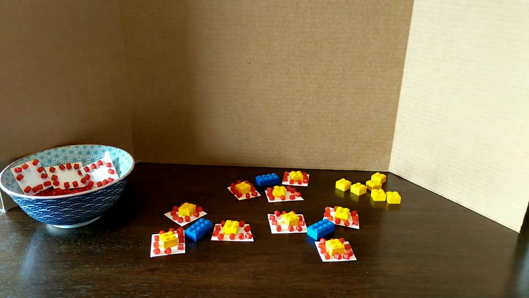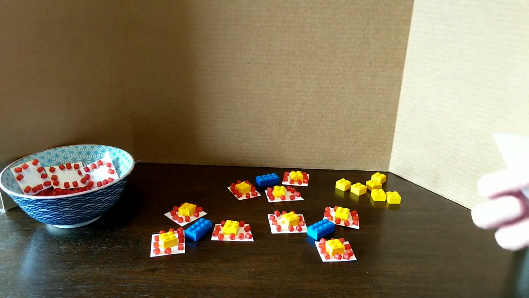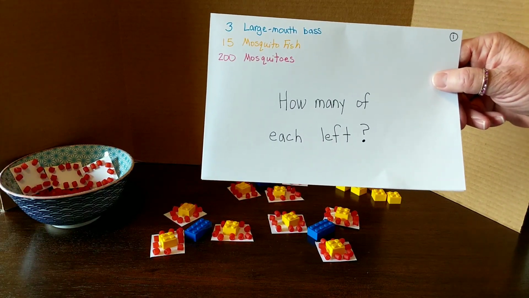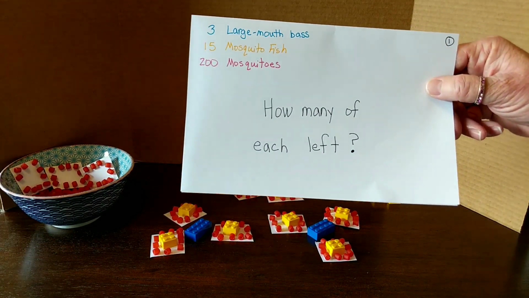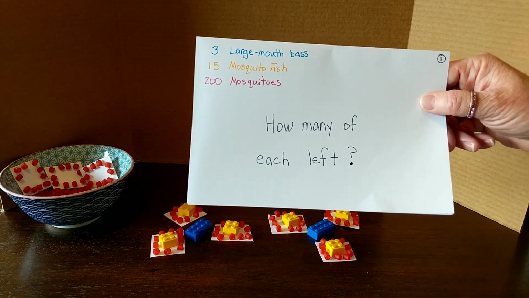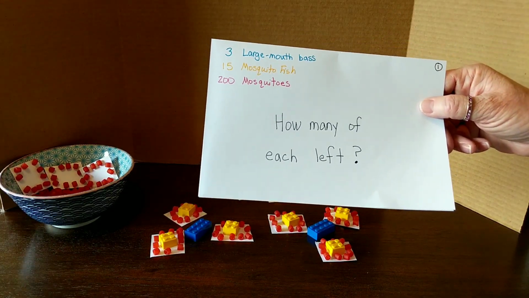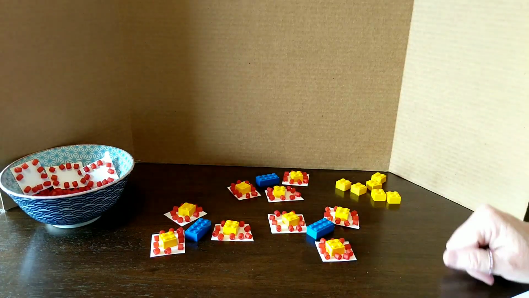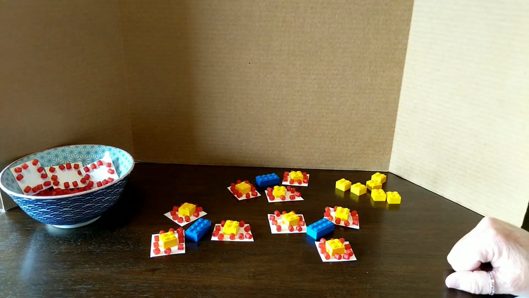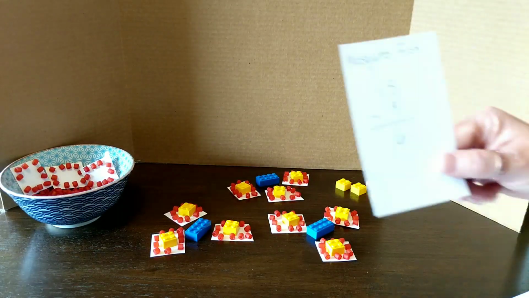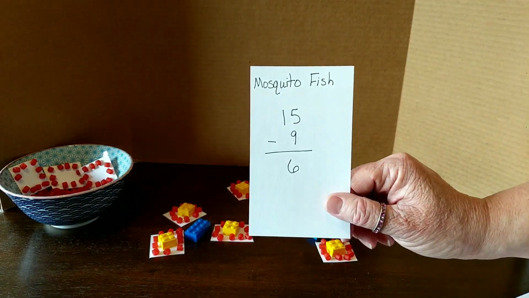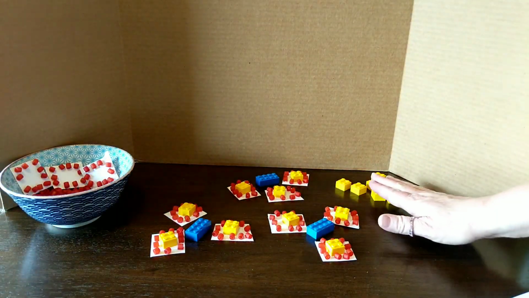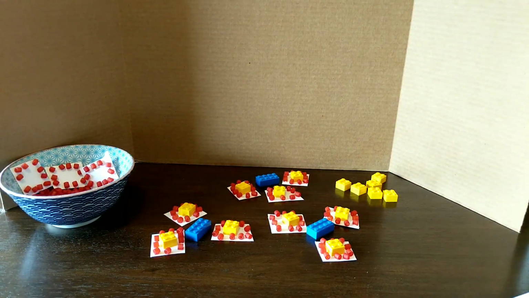So we started with 3 largemouth bass, 15 mosquito fish, 200 mosquitoes. How many of each are left? Well, we used all the largemouth bass, so there are 0 of those left. They each got their needs met. We started with 15 mosquito fish. We used 9. That leaves 6 that went without their needs being met.